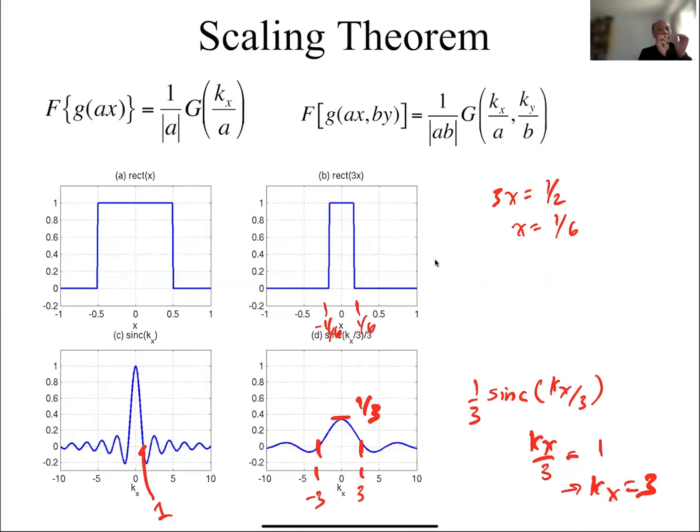So now I've taken that sinc function, and I've dilated it by 3, and I've also squashed it by a factor of 3. So in general, this is really important to remember. Anytime you make something narrower in one domain, you're going to make it broader in the other domain. Conversely, if you make something broader in one domain, you're going to squish it in the other domain. So this is basically the scaling theorem.